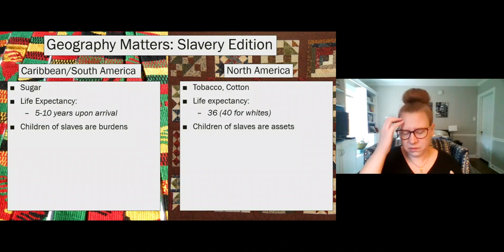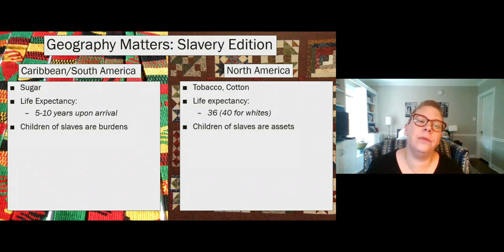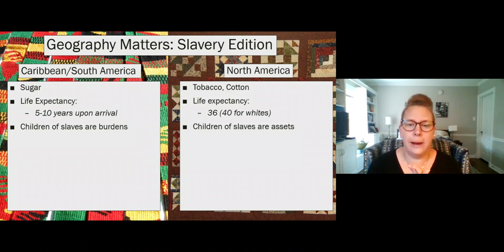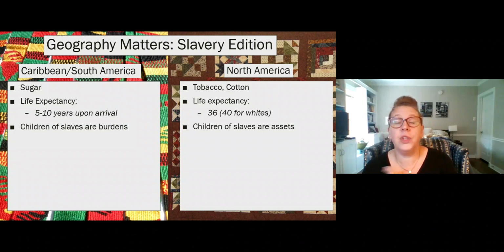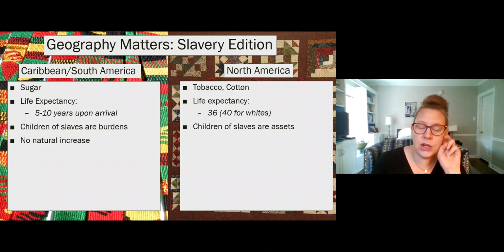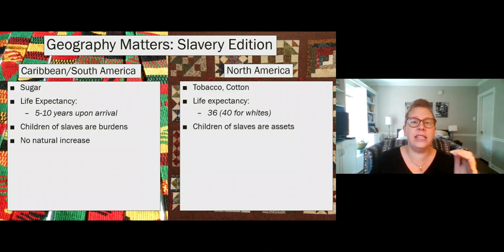And that's really horrifying. But part of what this did was this meant that you had a very, very, very high child mortality rate in the Caribbean because there was nobody taking care of them. In North America, children were being taken care of to a certain extent, which led to natural increase, okay? So you had no natural increase in the Caribbean, okay? So you had higher death than babies being born.